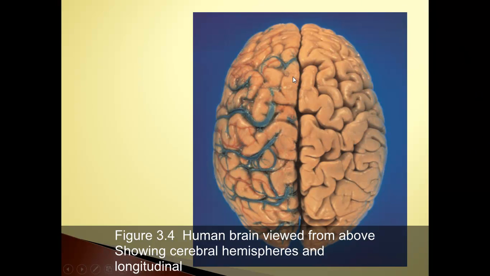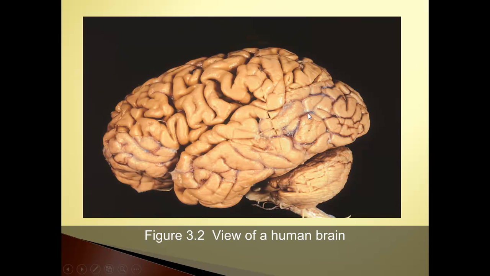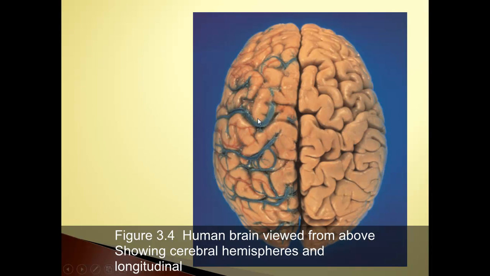So here you see the longitudinal fissure. These, and I'll go back to these, this is the central sulcus right here. So these spaces between the bumps, the gyri, are sulci or sulcus unless it's really large and it becomes a fissure.